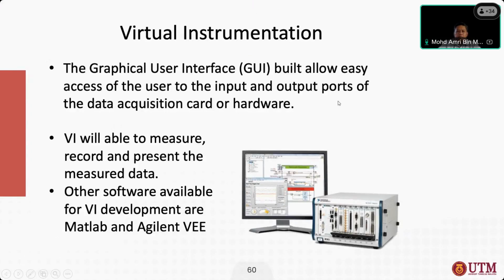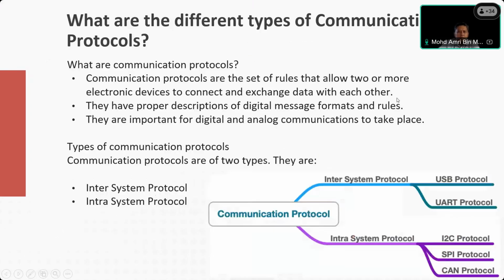Okay, we continue. Next is going to be the last part of our content. We look into the different types of communication protocol, or the communication types between devices, in data management or communication protocols. So there are basically two types of protocol: inter-system protocol and intra-system protocol.